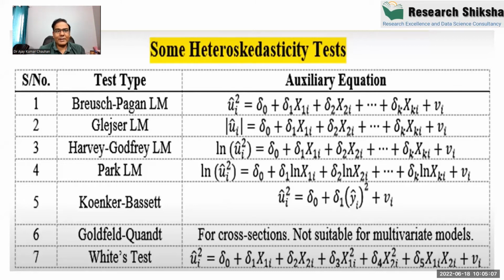In time series, we use the ARCH test. So the ARCH test is used for testing time series heteroskedasticity, and the White test and Breusch-Pagan test are for testing cross-sectional heteroskedasticity. So these two types of tests we are going to use.